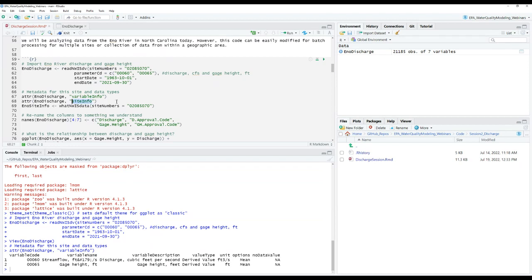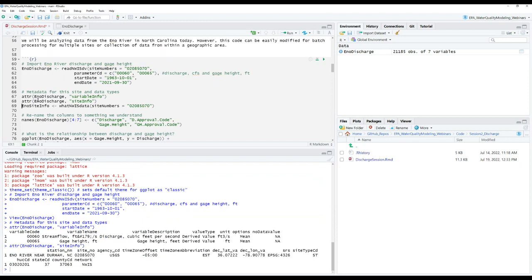We can also ask about the site info if we look at the attributes of that object. So here's our information about the specific location of the gauge. And again, I mentioned we're in Durham, North Carolina. We're being monitored by USGS. We even have latitude and longitude if we want to do some mapping eventually. So that can be useful information as well.